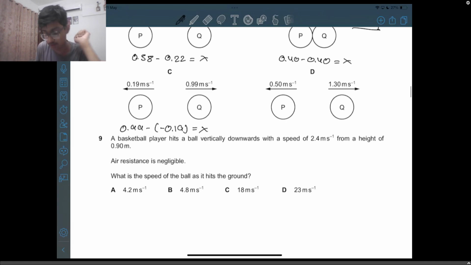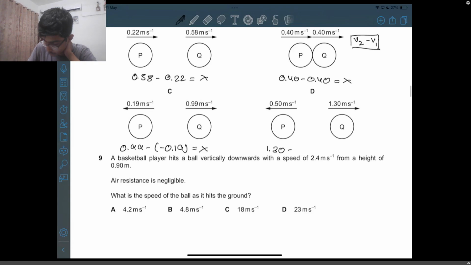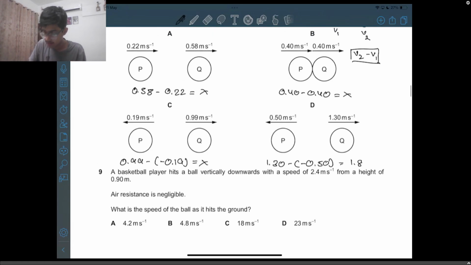However, this still is not equal to 1.8, but if you see here, 1.30 minus 0.50 is equal to 1.8. Hence, our correct answer here will be option D.